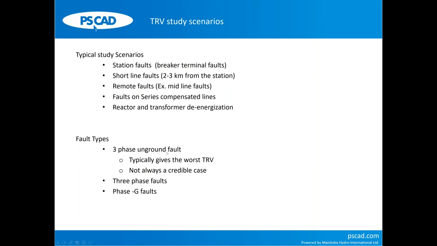So you have to use engineering judgment. At least we can do all the simulations, but when you are making a decision on whether to apply some mitigation option or not, you can consider which one is more credible, and sometimes you can forget about the three-phase ungrounded fault. It's up to individuals to make an engineering judgment.